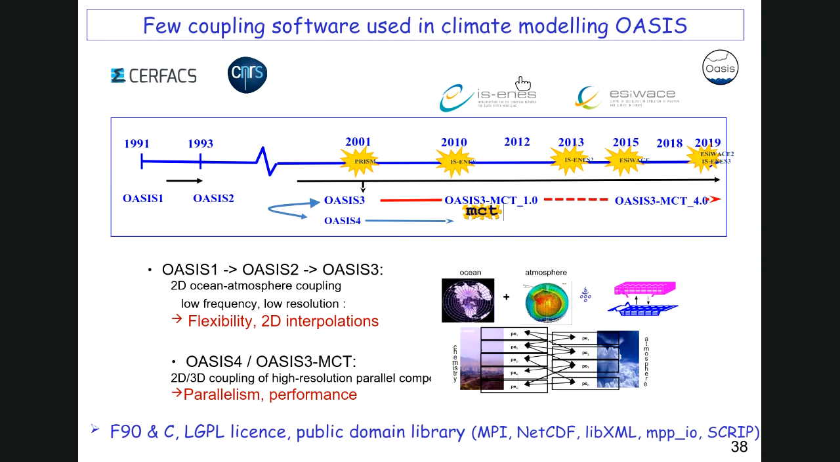OASIS has been developed at Cerfacs since 1991. We had the series of OASIS 1, OASIS 2, OASIS 3, which were sequential couplers. I mean, they were monoprocess couplers. And now with MCT, we have OASIS 3 MCT, which is a parallel coupler.